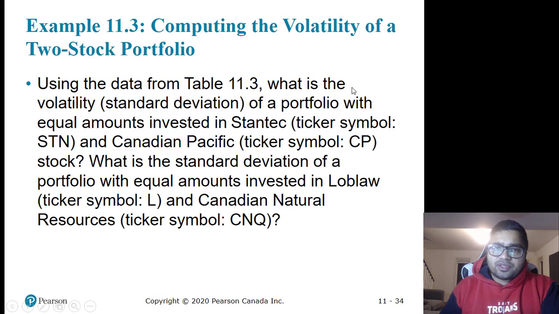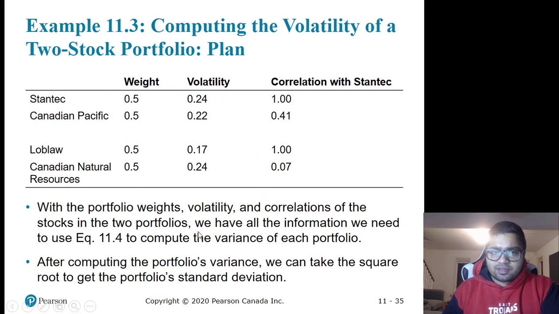Using the data from 11.3, what is the volatility of a portfolio with equal amounts invested in Stantec and Canada Pacific? What is the standard deviation of a portfolio with equal amounts invested in Loblaws and CN? So these things are given. Weights are given, volatility is given, correlations are given. So you have to find out, if you create a portfolio of Stantec and Canada Pacific, how much will be the portfolio risk, and how much will be the portfolio risk of Loblaws and CN.